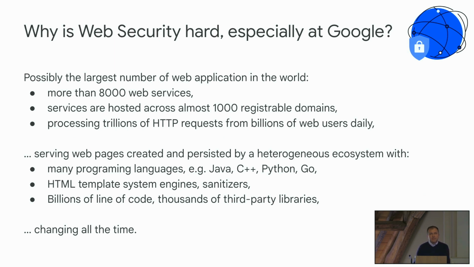It sounds simple. So the question is, why is it so difficult? Well, at Google, the first answer is scale. So we are talking about managing and improving and taking care of the security of more than 8,000 web services. They are evolving all the time. Those services are hosted behind around 1,000 domains, host names, and they are processing roughly trillions of HTTP requests and responses every day. So this number you can keep in mind. We will use it later to do a little bit of the math when it comes to the data.